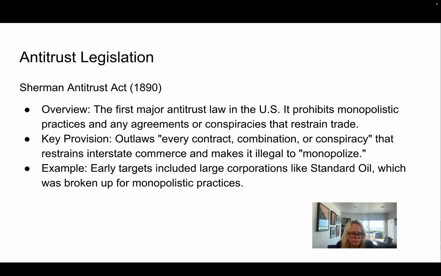Some major pieces of antitrust legislation, probably most significant, was the Sherman Antitrust Act of 1890, which was the first major antitrust law in the United States that prohibited monopolistic practices and any agreements or conspiracies that restrain trade. Probably the prime example was Standard Oil, which was broken up into many smaller companies because of monopolistic practices. Chevron and Mobil, I believe those are the only ones on the West Coast, are descendants of Standard Oil.